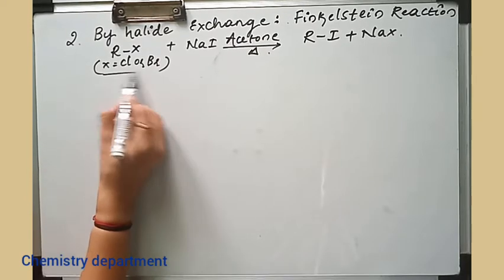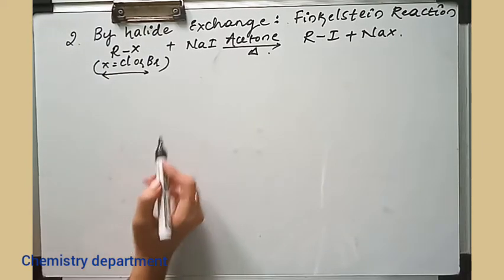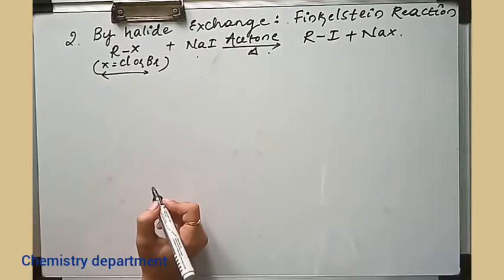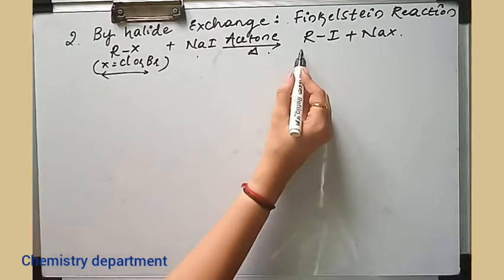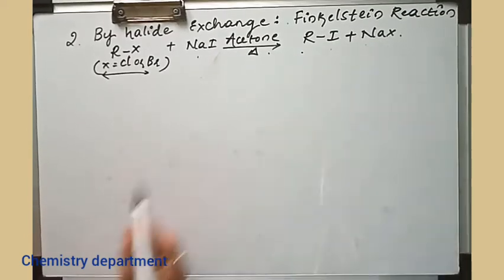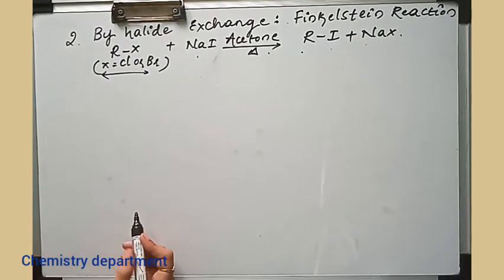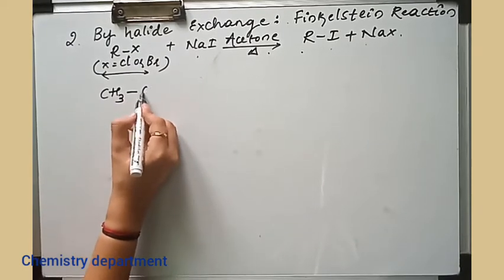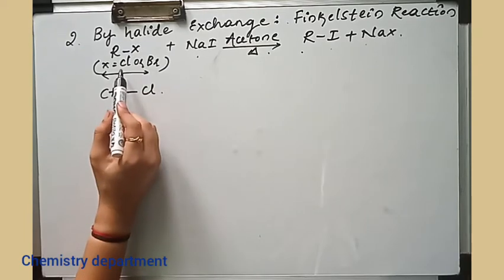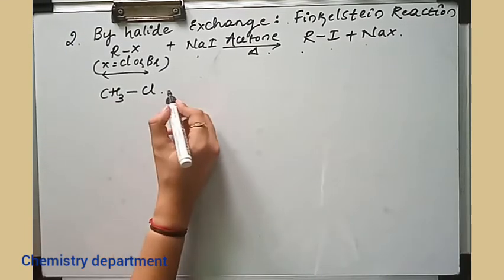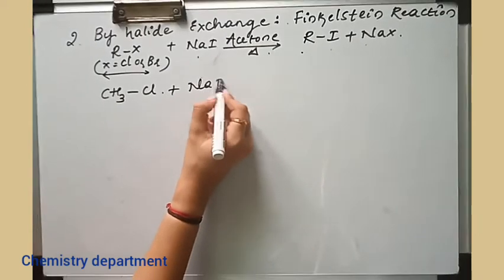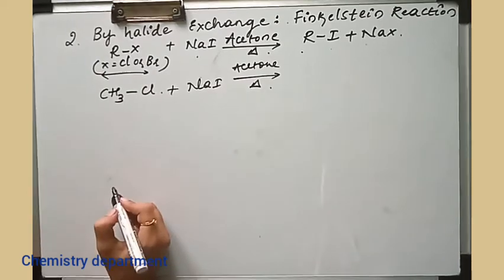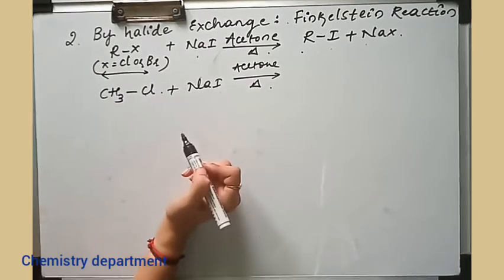Whenever alkyl halides react with sodium iodide and are heated in the solvent acetone, you are going to get alkyl iodide and there is a formation of NaX. How the reaction goes is, for example, if I consider methyl chloride, X can be Cl or it can be Br. When it reacts with sodium iodide in presence of acetone and heated, what exactly happens here is, the halide exchange takes place.